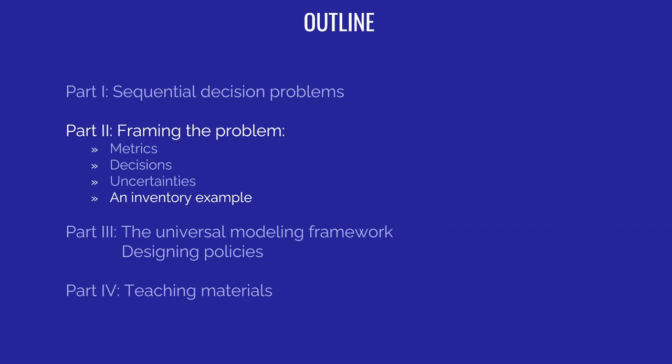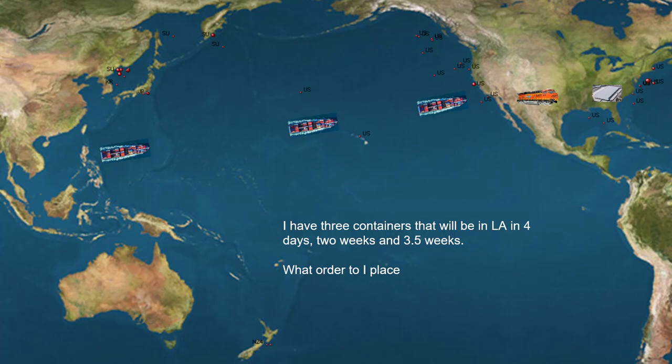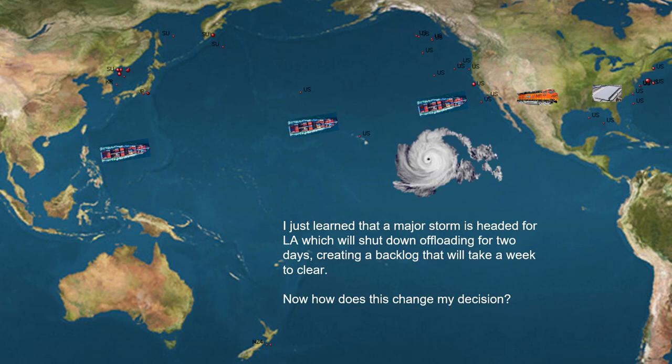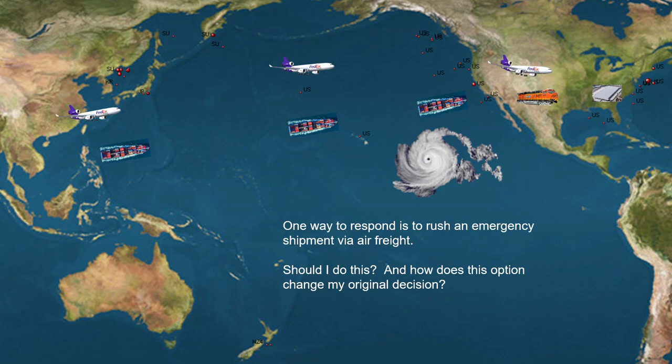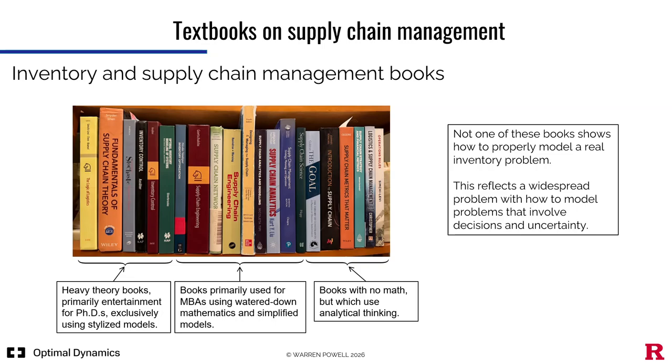Finally, let me do a quick illustration with an inventory problem. So here's a complicated inventory problem. I have a big warehouse in Atlanta, and I'm getting inventory from the Far East, and it takes months to arrive. Now, in the process, a hurricane may pop up and delay things. I have other decisions, like whether I can air freight something. So this is a fairly complicated problem.